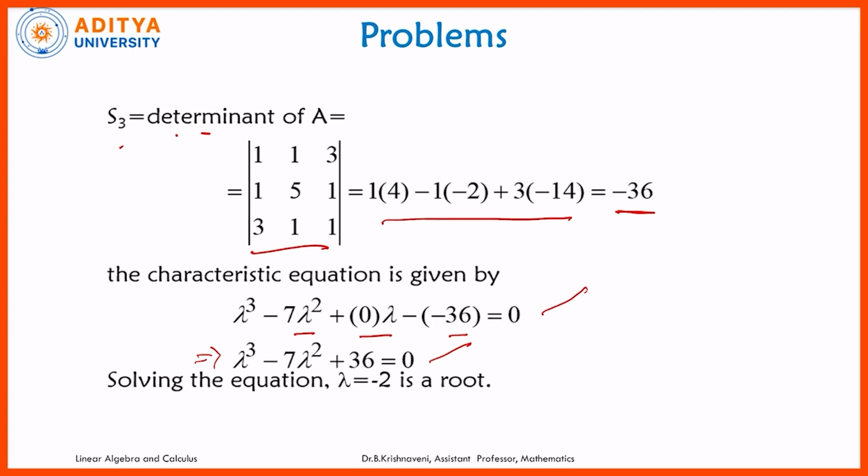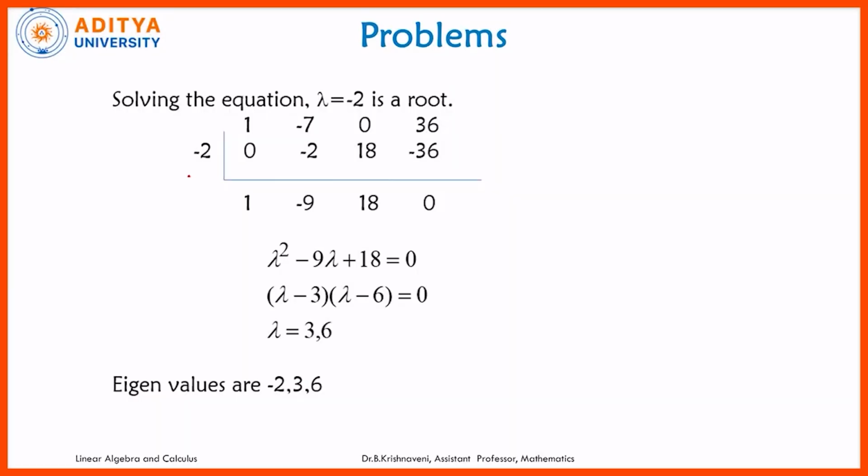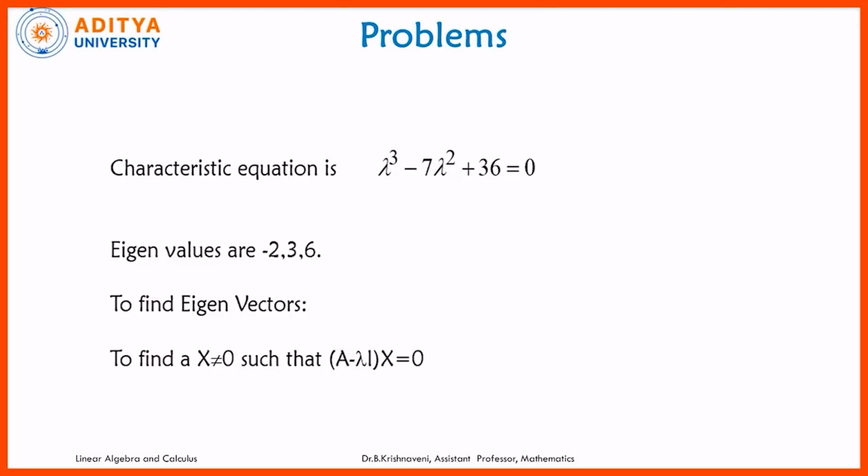Now, we need to solve the equation. For that, we got one root, lambda is equal to minus 2, by using synthetic division. Thereafter, you can find the remaining roots. You got the remaining roots as 3 and 6. So, the roots are minus 2, 3, 6, which are the eigenvalues of the given matrix. So, now for each eigenvalue we need to find the eigenvector.